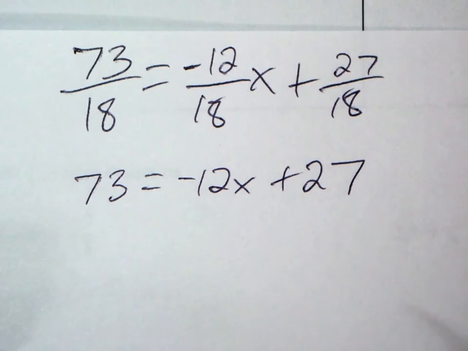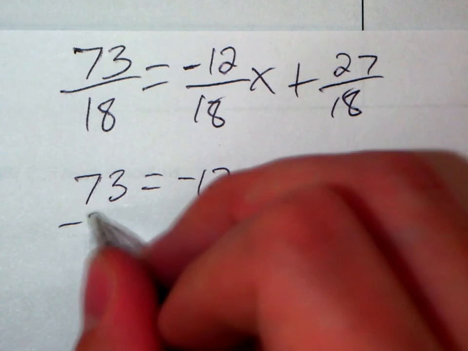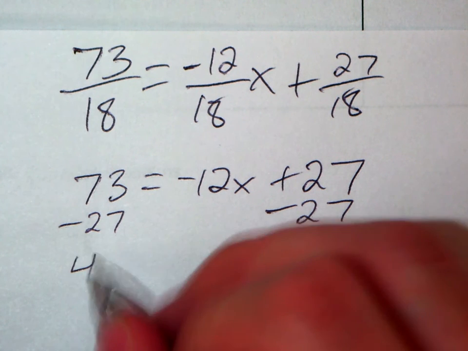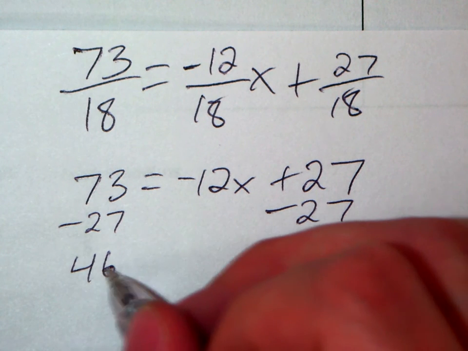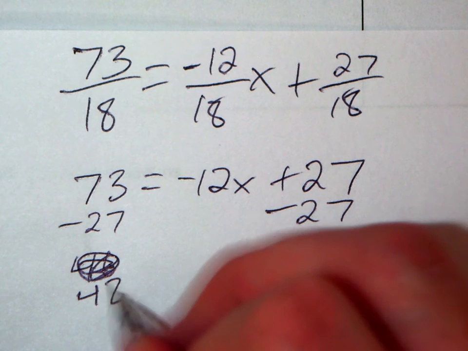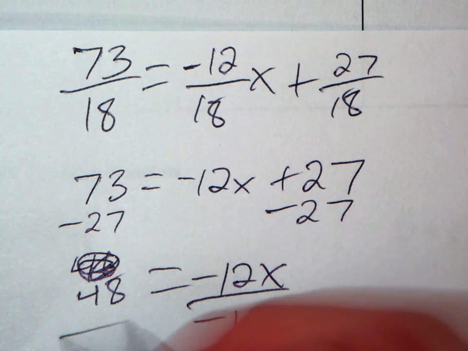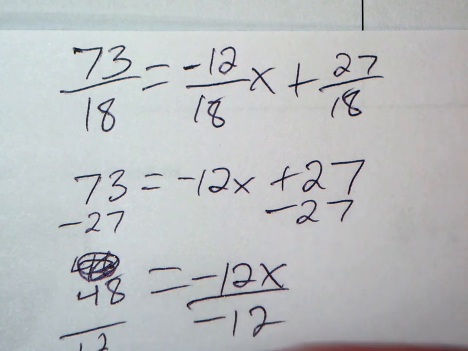From here, it's your standard two-step equation, minus 27, minus 27. This gives me 46, 48, is equal to negative 12x. When I divide by negative 12, I get negative 4 is equal to x.